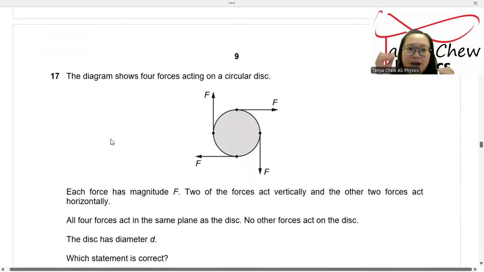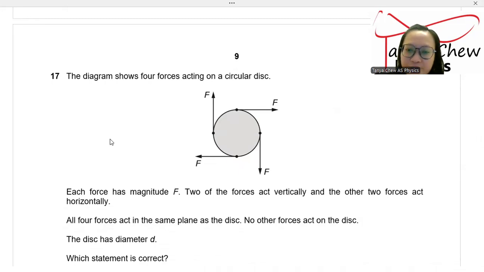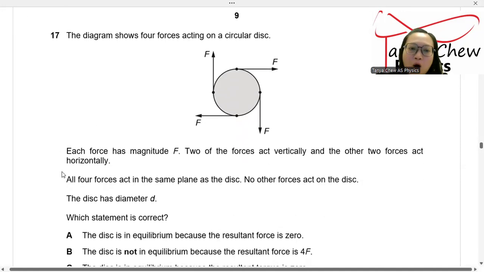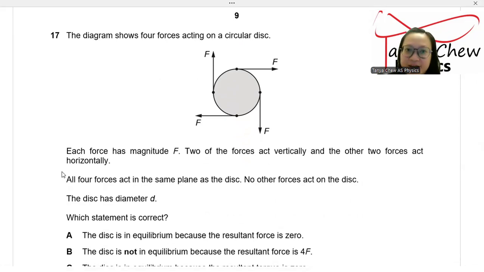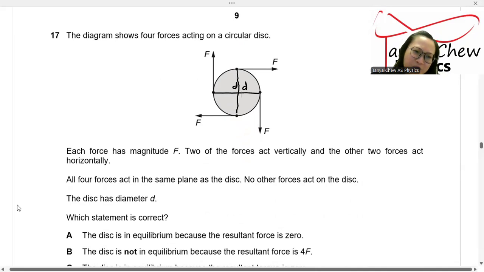Number 17, the diagram shows 4 forces acting on a circular disc. Each force has a magnitude F. 2 of the forces act vertically and the other 2 forces act horizontally. All 4 forces act in the same plane as the disc. No other forces act on the disc. The disc has diameter D. Okay, diameter D and diameter D as well. So which statement is correct?